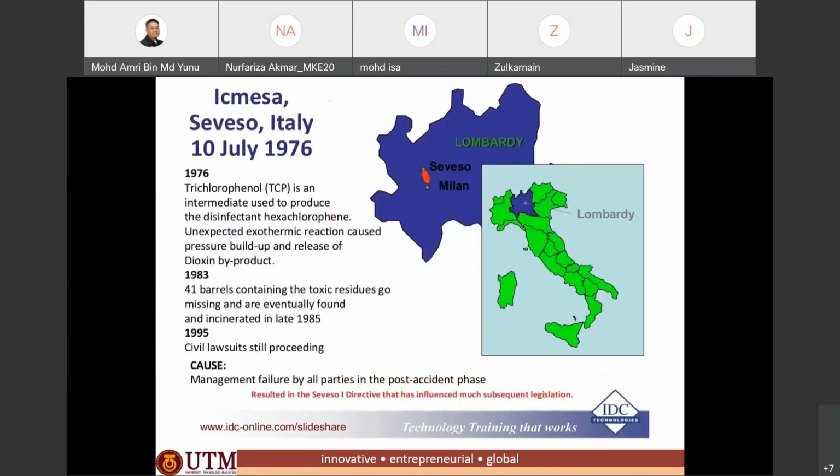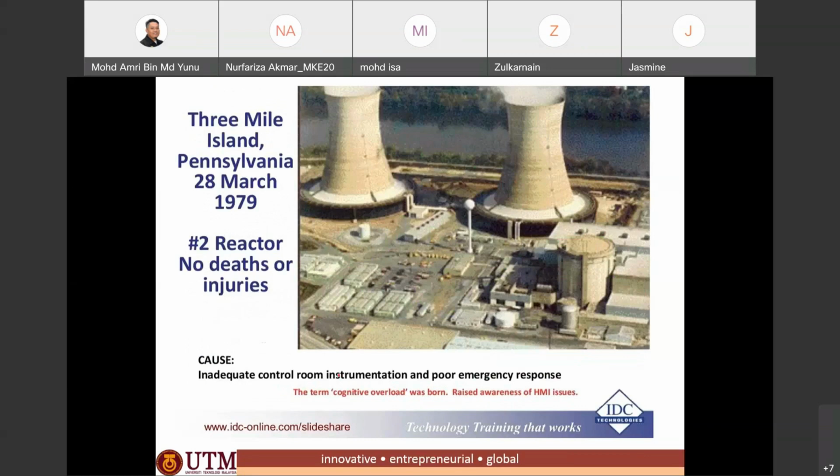There are other cases. In Italy, 1975, incidents were caused by management failure in the post-accident phase. The accident may happen unexpectedly, but they failed to anticipate the action after the disaster. In 1975, there was a problem in the reactor, but there was no death or injury. The cause was inadequate control room instrumentation and poor emergency response.